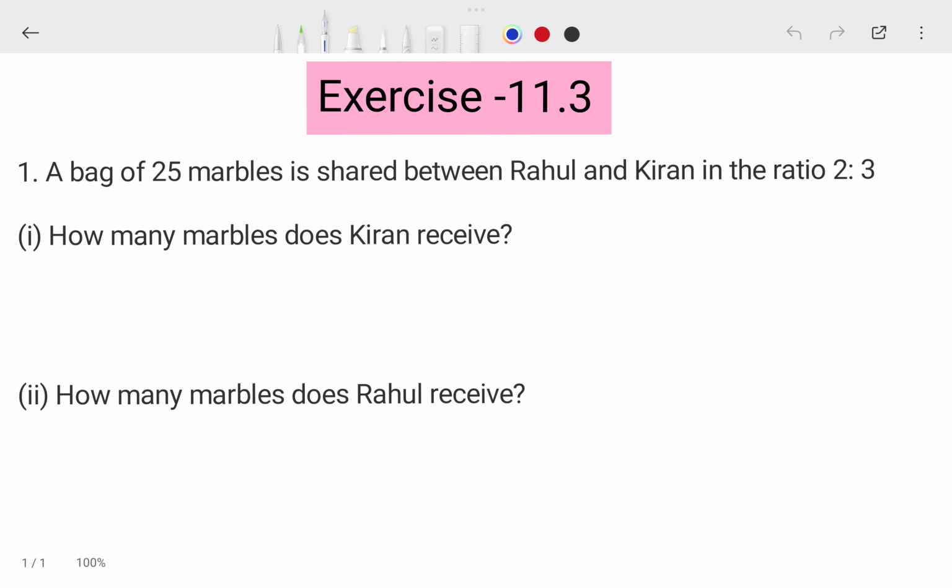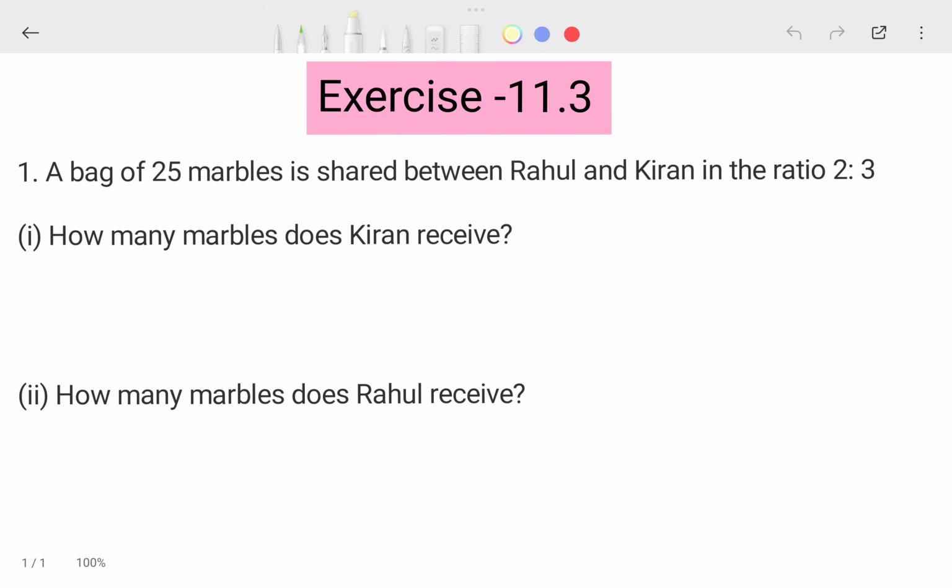In today's video, we are going to see the solution of exercise 11.3, which is related to the Telangana State Board. In the previous video, we already saw the solution of exercise 11.2. If you have any doubts related to this exercise, don't worry about it. By the end of this video, you will not have a single doubt. Let's start this exercise with the first question.